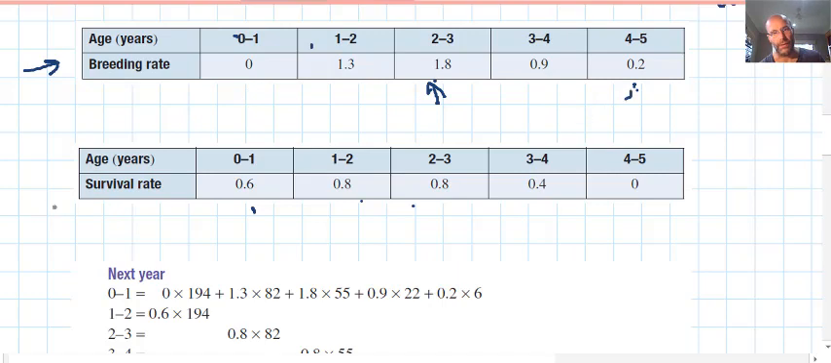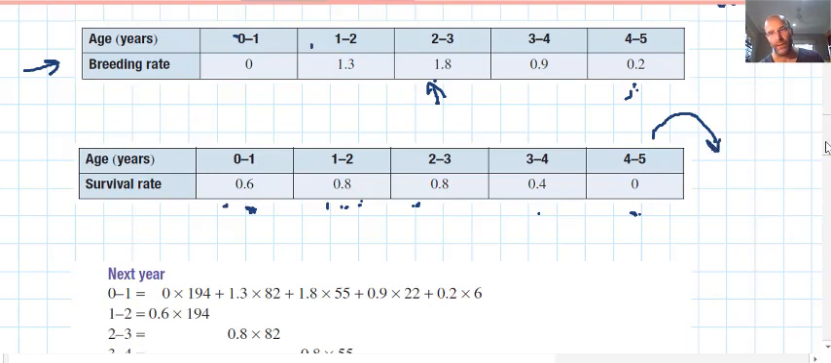With the survival rate, we can see that creatures in their prime have the highest survival rate. It's a little bit lower at the bottom end, because sometimes babies can be eaten by predators, or they might die because of extremes in temperature and so on. The oldest creatures, because these only live to 5, have a survival rate of 0, so there is no next age category in the model for them.